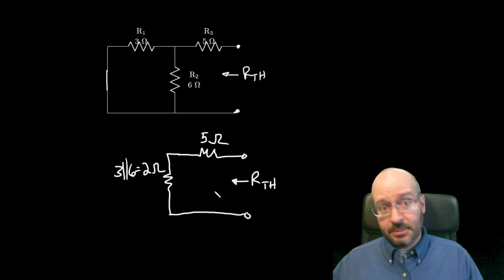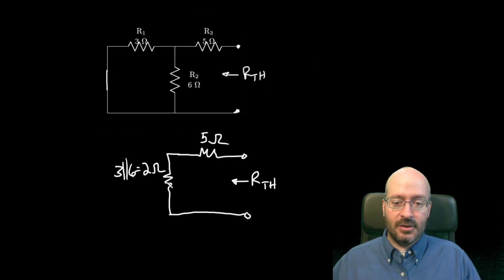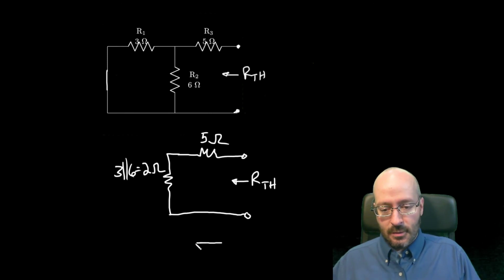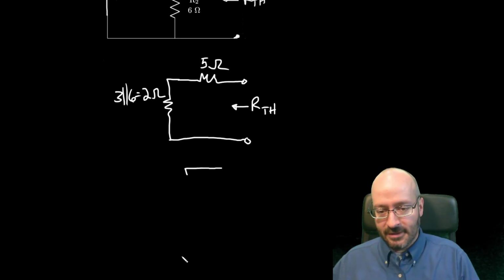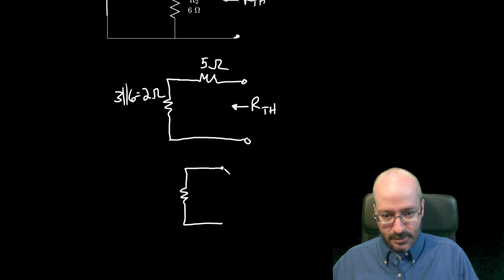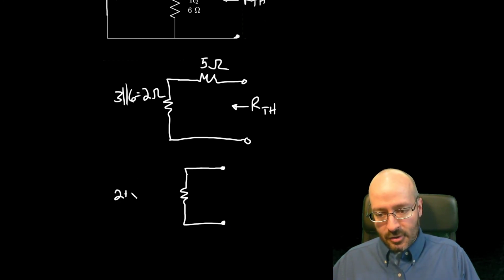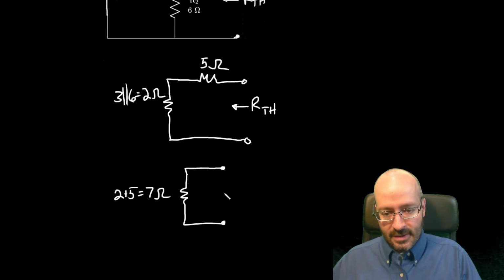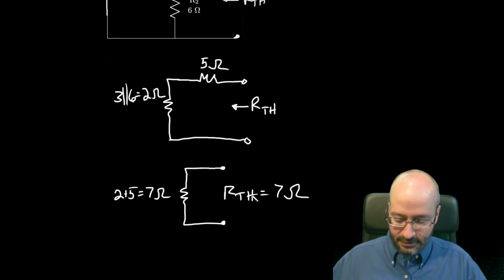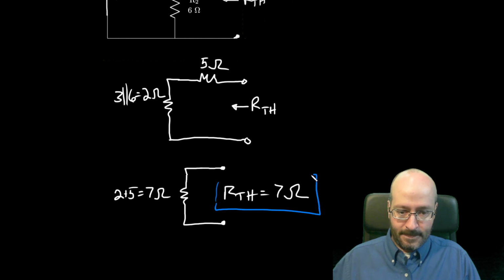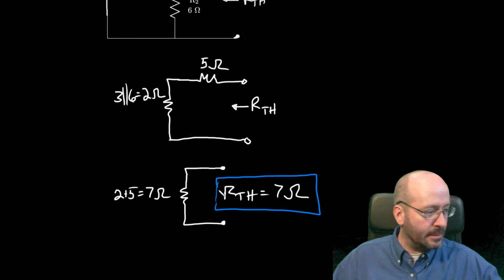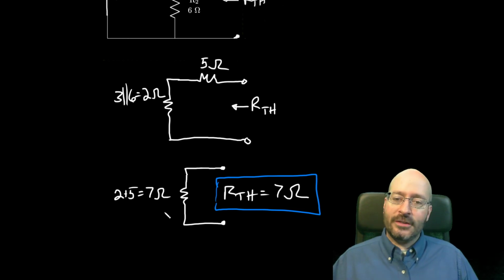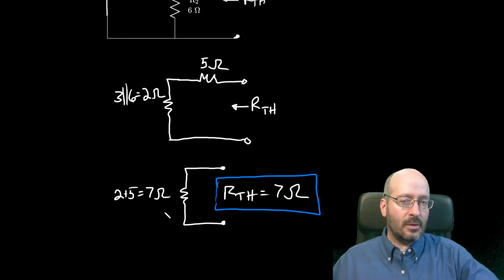All right, circuit's pretty simple now, right? How are these connected to each other? Those are in series, so we can be a completionist and redraw the circuit as a single resistor, although the drawing doesn't really add much. If these are in series, we simply add them together. 2 plus 5 equals 7 ohms. And that's our Thevenin. So our Thevenin equals 7 ohms. Not too bad. So we've got 8 volts and 7 ohms. That's our equivalent circuit.